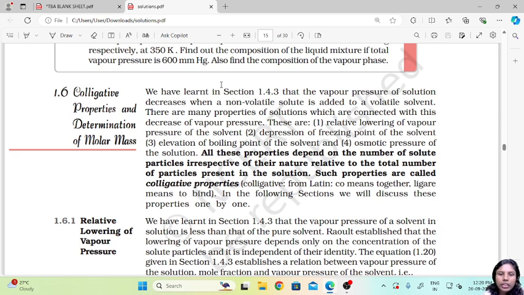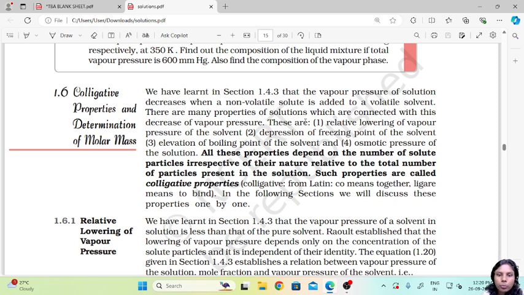Previously we have learned that the vapor pressure of a solution decreases when a non-volatile solute is added to a volatile solvent. We have already seen that when a non-volatile solute is mixed with a volatile solvent, the vapor pressure of the whole solution is going to come down.